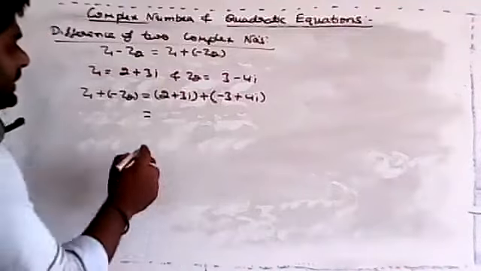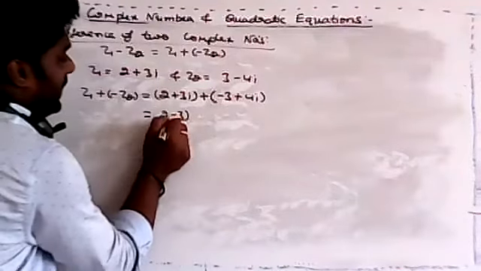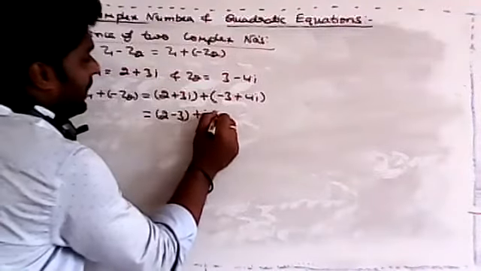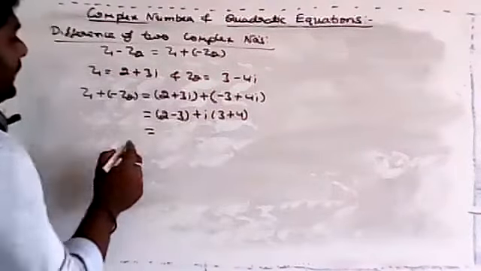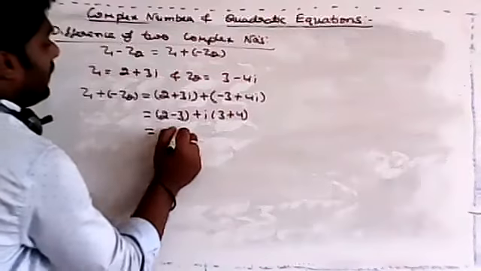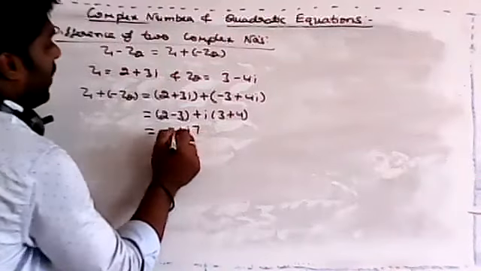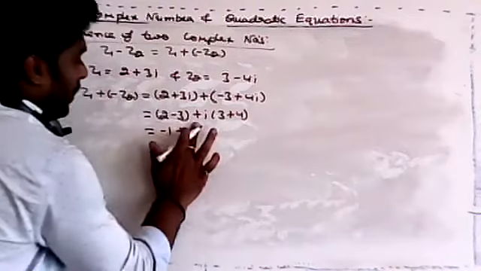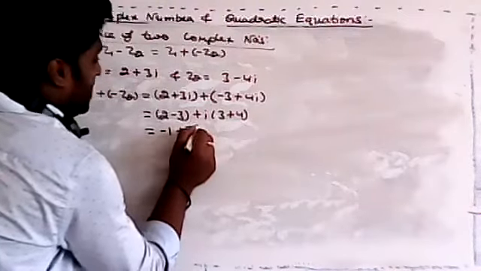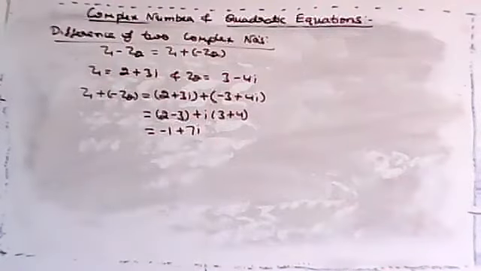So what do we get as the answer here? So this is 2 minus 3, plus i taking common 3 plus 4. So the answer is minus 1 plus i7, or 7i. Both are the same. That is called the difference of two numbers. Okay, clear this one?